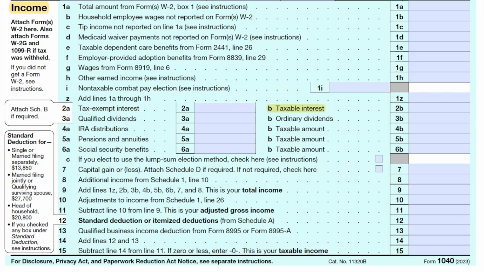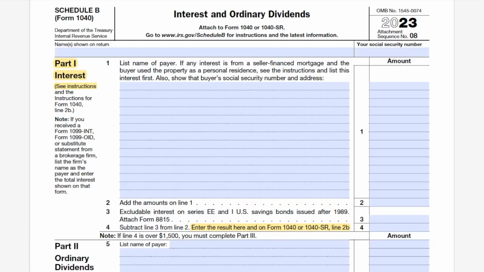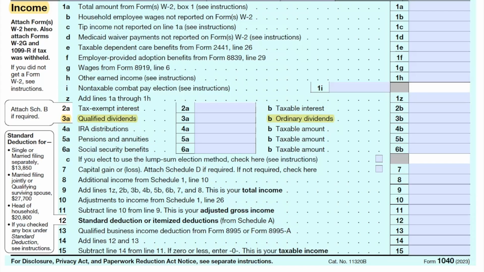If your taxable interest amount on 2B exceeds $1,000, this may indicate a significant cash, money market, CD, or other fixed income position within your non-retirement accounts, such as your emergency fund. Nothing to worry about as long as you're being intentional. Additional information regarding your interest income is included on Schedule B, Part 1, a handful of pages below the Form 1040. Lines 3A and 3B report qualified dividends and ordinary dividends received within taxable brokerage accounts.